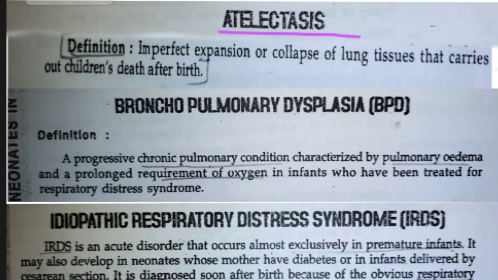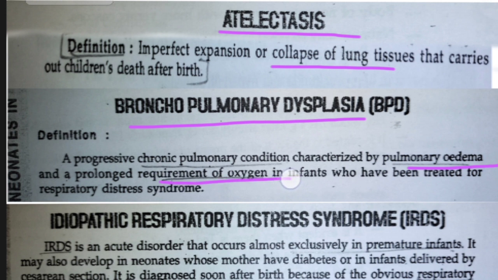Atelectasis is a condition where the lungs are collapsed either partially or fully. The collapsed lungs are actually filled with fluid. In this condition, if the treatment is not given properly, it may lead to death. And next, bronchopulmonary dysplasia. It is a chronic pulmonary disorder, which means the lungs are filled with fluid. This fluid in the lungs leads to edema. And this condition can be treated with oxygen therapy.